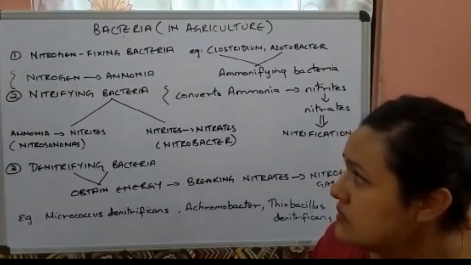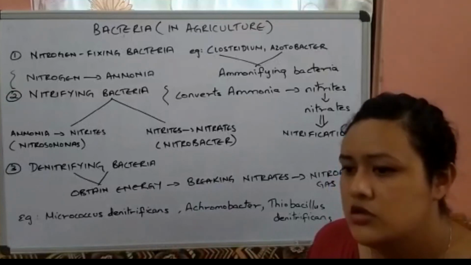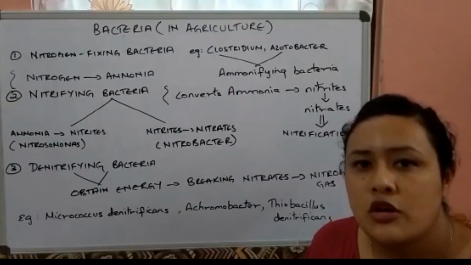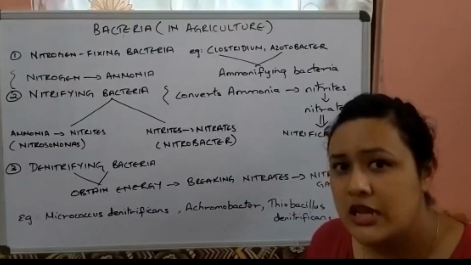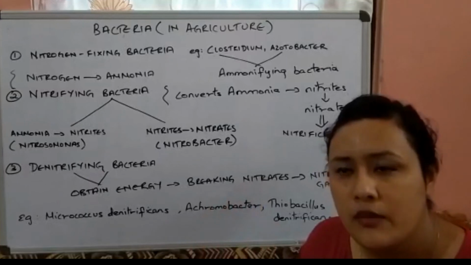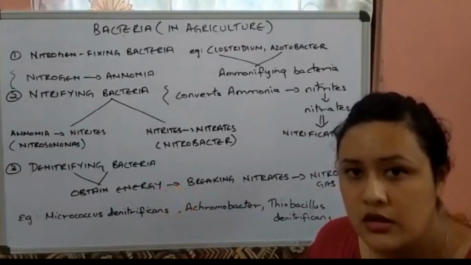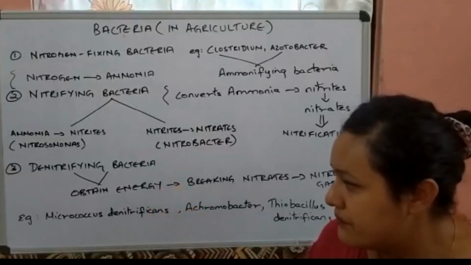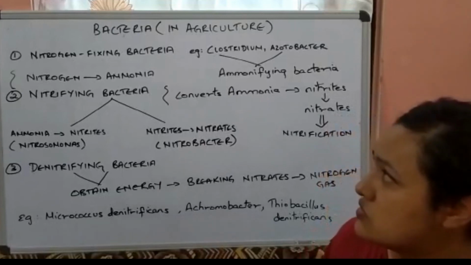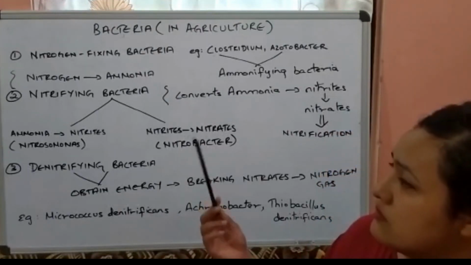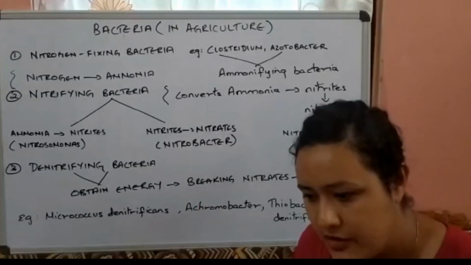So these are responsible. That is how living organisms get the required amount of nitrogen, not in a direct form but in an indirect form, after the formation of ammonia, for proper growth and for the plants to become healthy. This is the importance of bacteria in the field of agriculture.